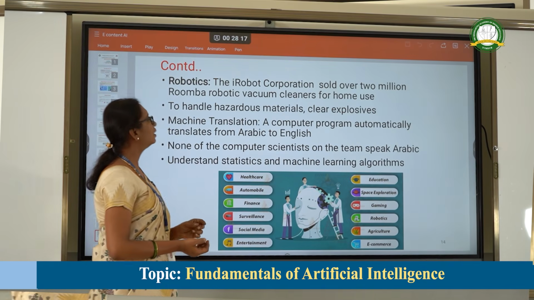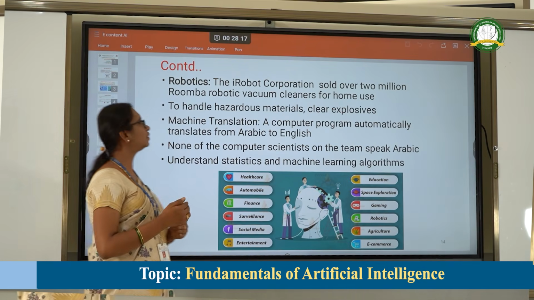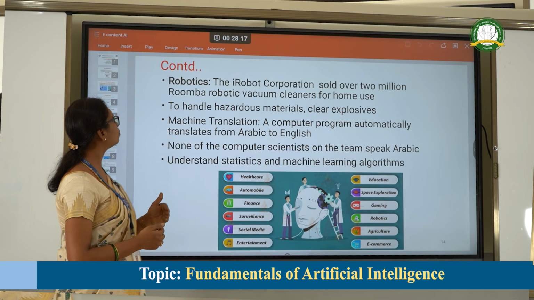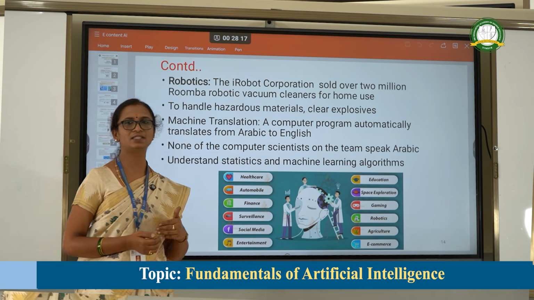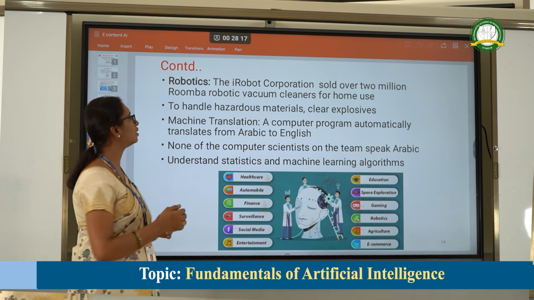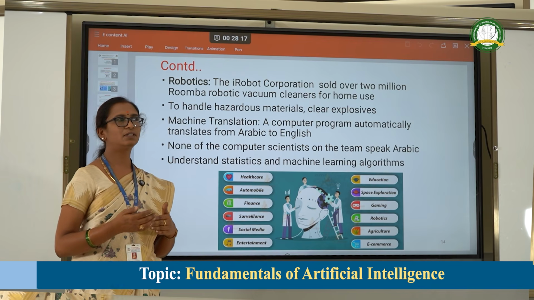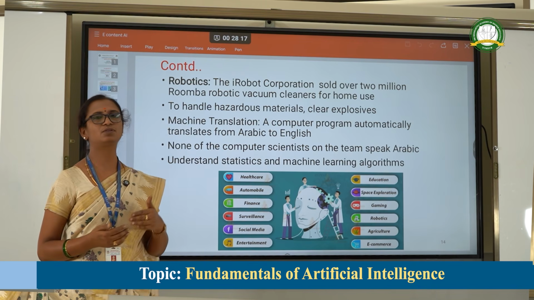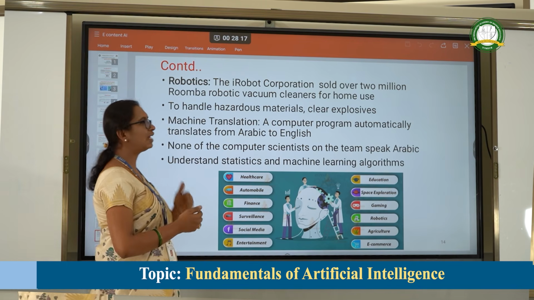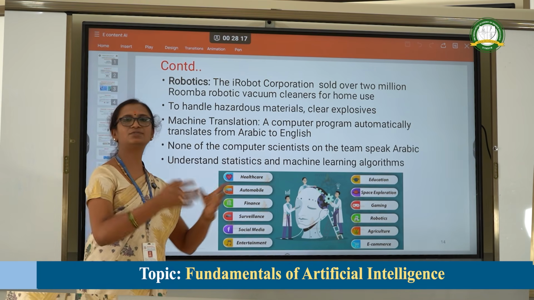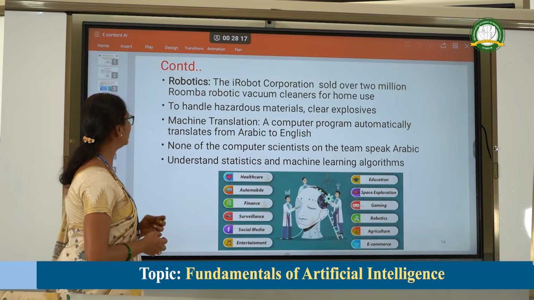US forces initially deployed DART to address the logistic problem. Then iRobot was the corporation which sold two million Roomba robotic vacuum cleaners. Initially it was for home use, but later the main intention was to carry out hazardous materials handling or clear any explosives that were laid down.